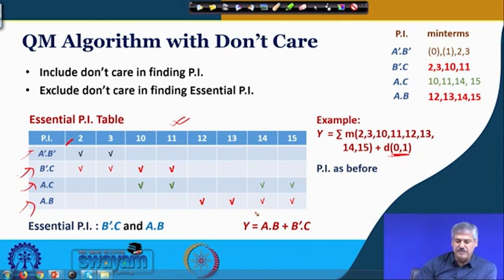Accordingly it has been written, and what we see in this essential prime implicant formation is that B prime C and AB between themselves cover all the min terms 2, 3, 10, 11 and 12, 13, 14, 15. So, the minimized expression we get is AB plus B prime C. This is what we do in case of the QM algorithm based method.